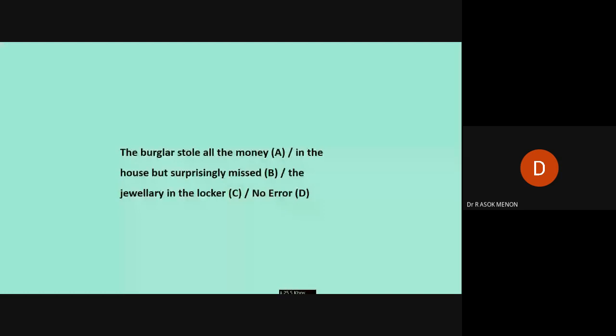The burglar stole all the money in the house, but surprisingly missed the jewelry in the locker. D, no error. Ranganayaki is bold enough to say the sentence is free from error, but I'm afraid not.